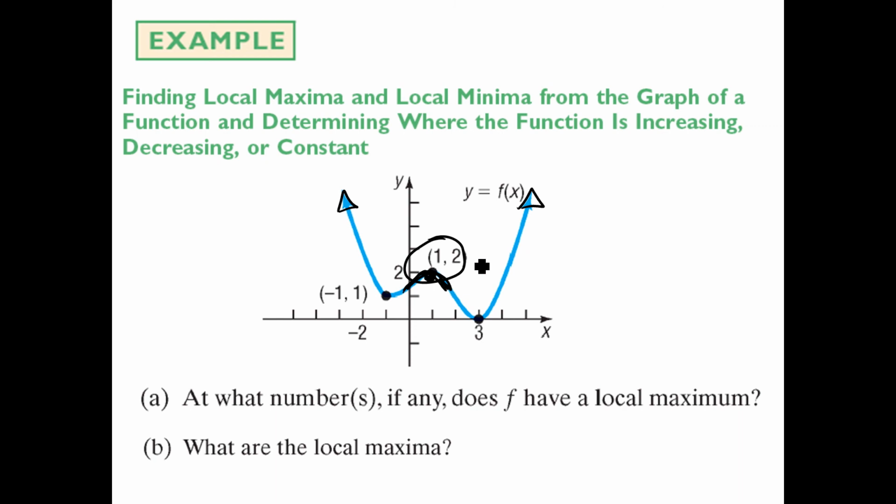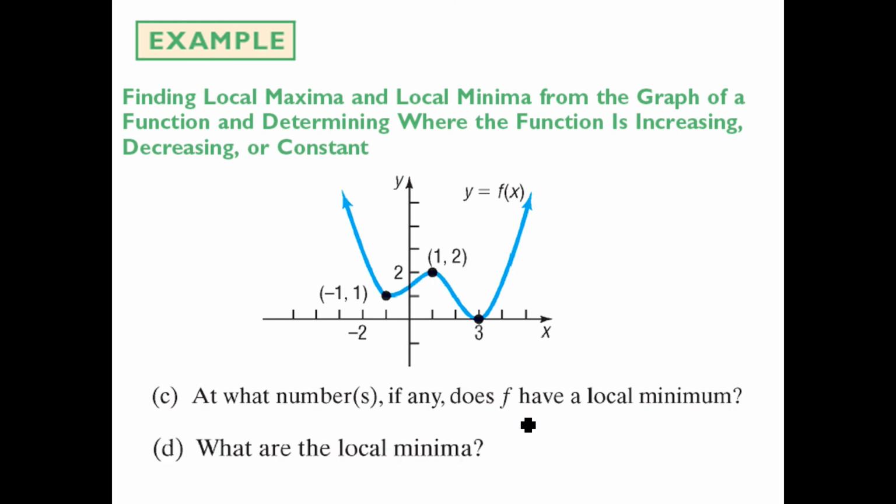So at what numbers does it have the local maximum? It's happening at 1. And what is that local maximum? It's 2, right? X value, y value. All right, how about minimum? So at what numbers do we have one? There's one at -1 and right here, this is 3, 0. So at 3, and the minima are, the y values, 1, and the y value here would be 0.